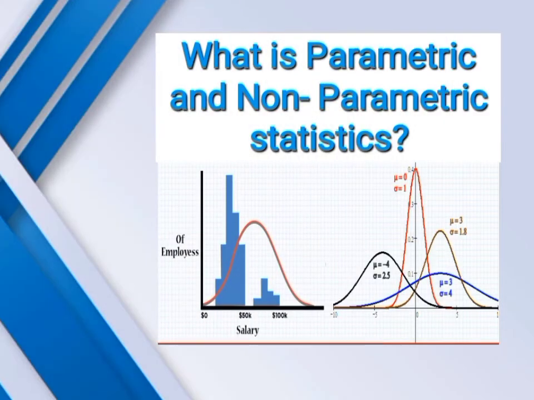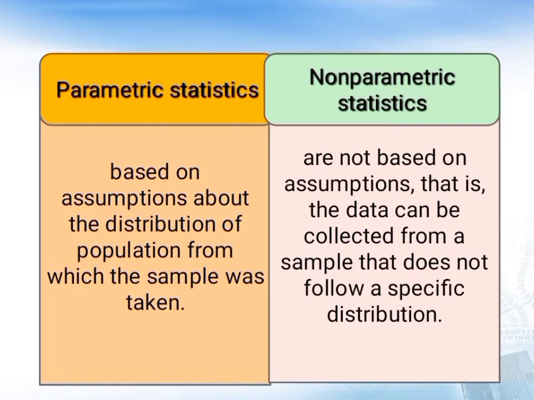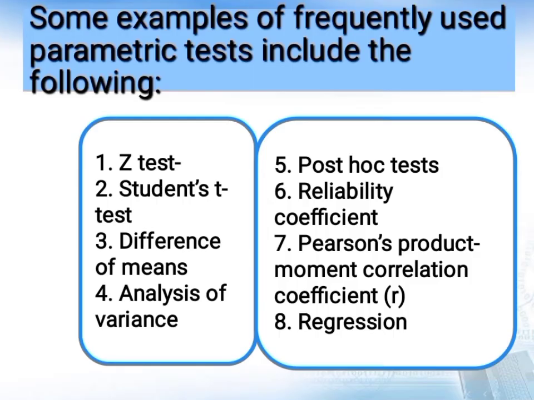What are parametric and non-parametric statistics? Parametric statistics are based on assumptions about the distribution of the population from which the sample was taken. Non-parametric statistics are not based on assumptions, that is, the data can be collected from a sample that does not follow a specific distribution.